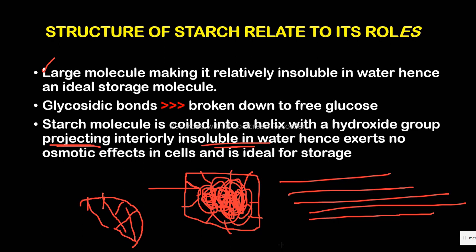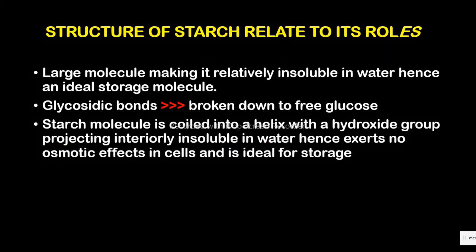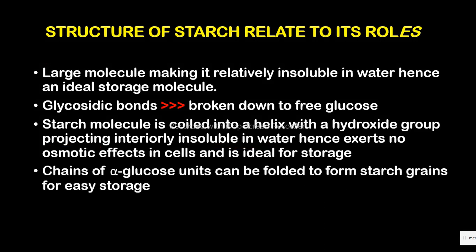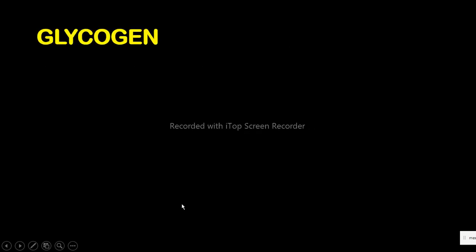In case you have any queries, the chat box is open for everyone. Then the chains of alpha glucose units can be folded to form starch grains, which are easily stored. I talked about this. So basically, that's how starch is an ideal compound for storage. Not so?